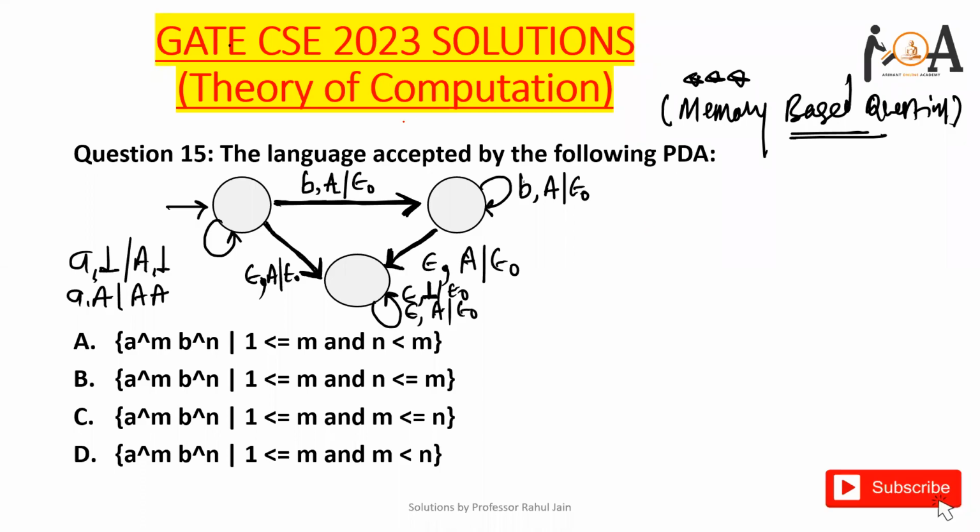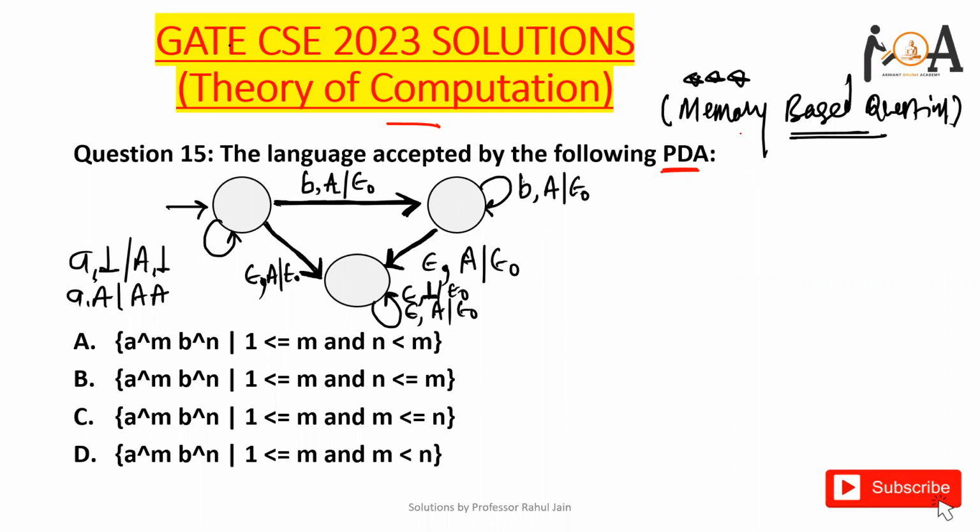One question from theory of computation was from PDA, that is pushdown automata. The question was: the language accepted by the following PDA. The PDA is this, and these are the options.